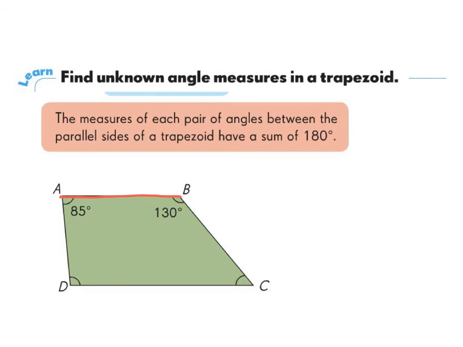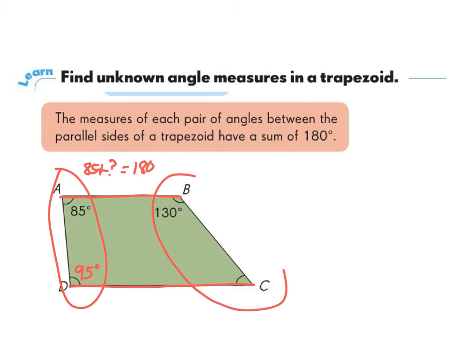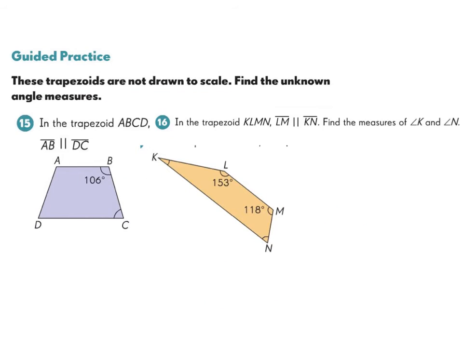So segments AB and CD are parallel to each other, and so these are going to equal 180. So 85 degrees plus what equals 180? 95. Now again, no opposite angles are equal, so we just have to do that again right here. 130 plus what equals 180? 50. See, none of these are the same, but there is still a pretty easy way to figure that out. Let's practice some more.